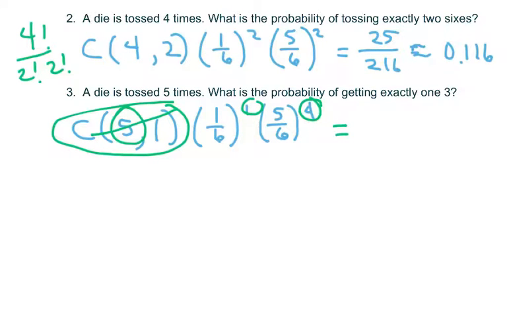Anyway, so when you do that, you're going to get 3,125 over 7,776, which is approximately 0.402. All right?